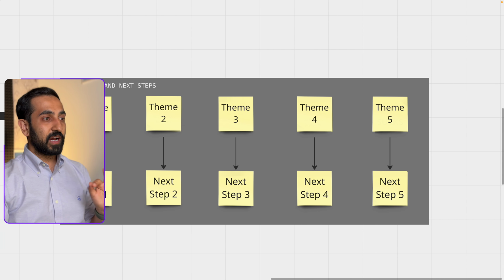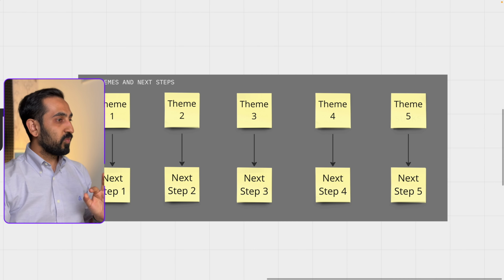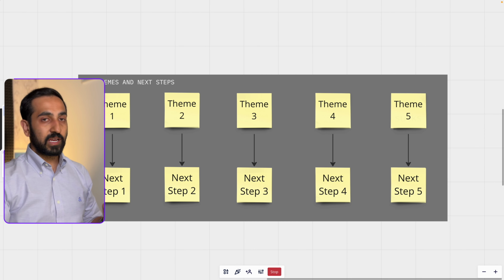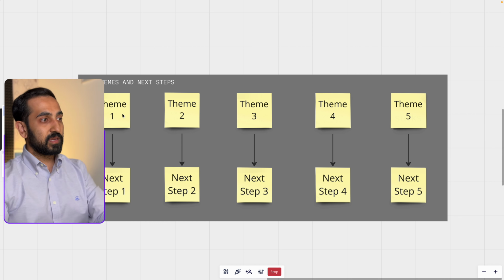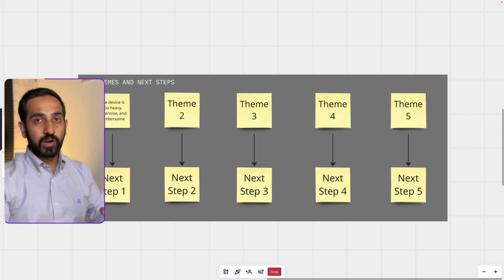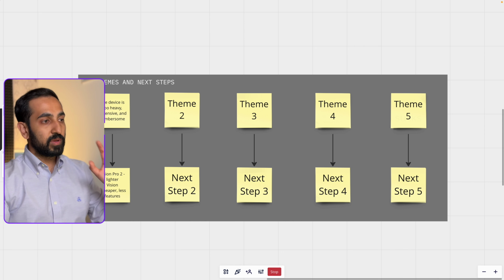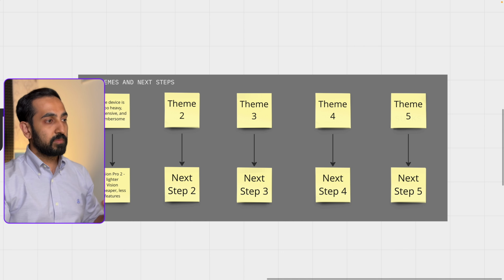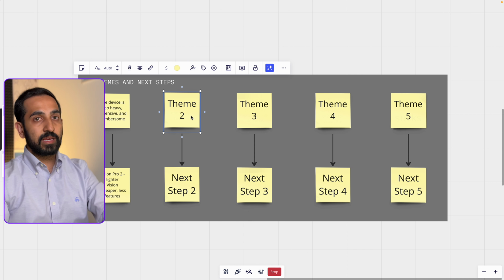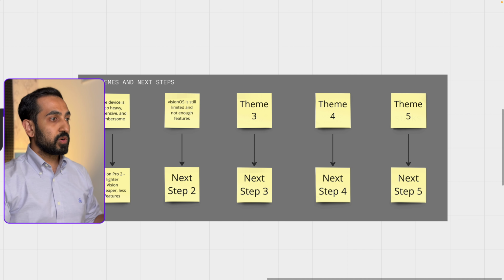Okay, so now with all of that, what are the top themes emerging and what are the next steps that we need to be thinking about for each of these? The hardware needs improving, no doubt about that. We have a roadmap, we have cheaper versions, we have a whole lineup planned for the Vision headsets in the years to come. Vision OS is still limited and doesn't have enough features.